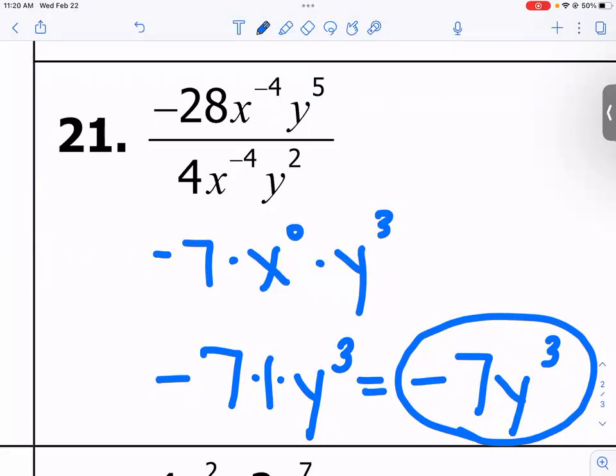Okay. And you know what? The next time you see this, you are going to remember this mistake and know how to fix it. Okay. All right. On page 10, your homework is 1 through 12.